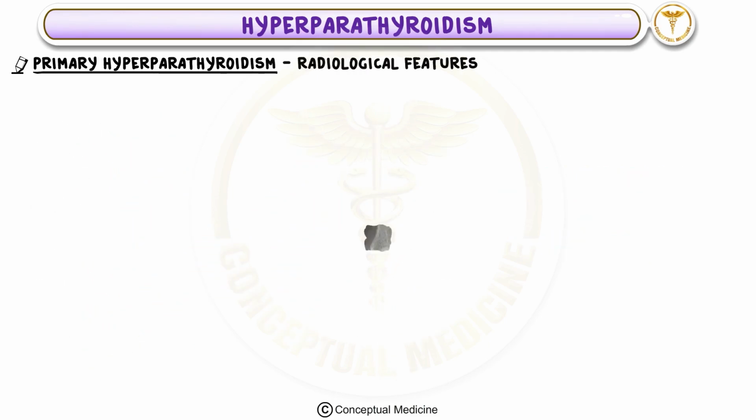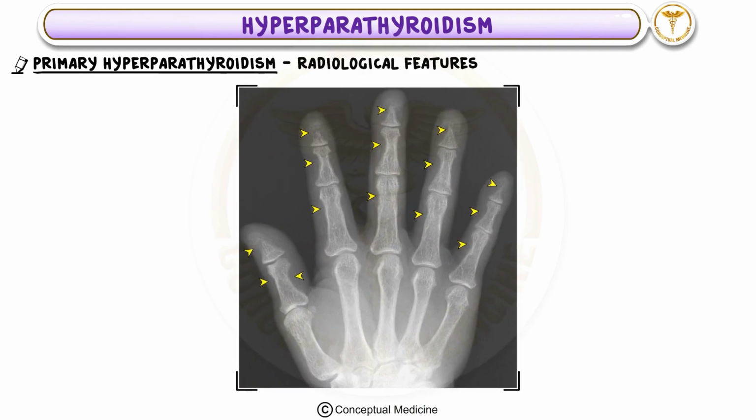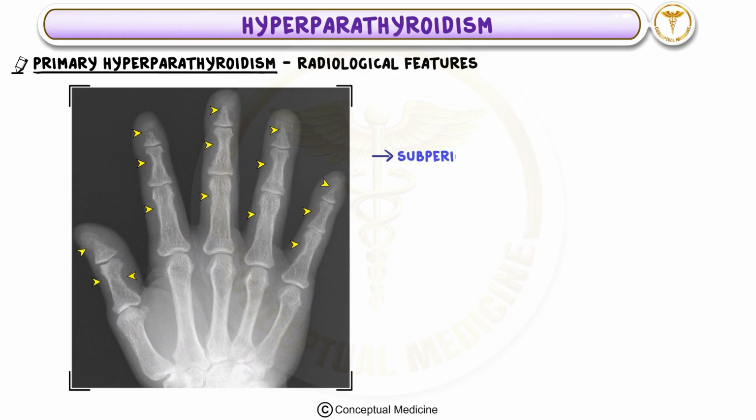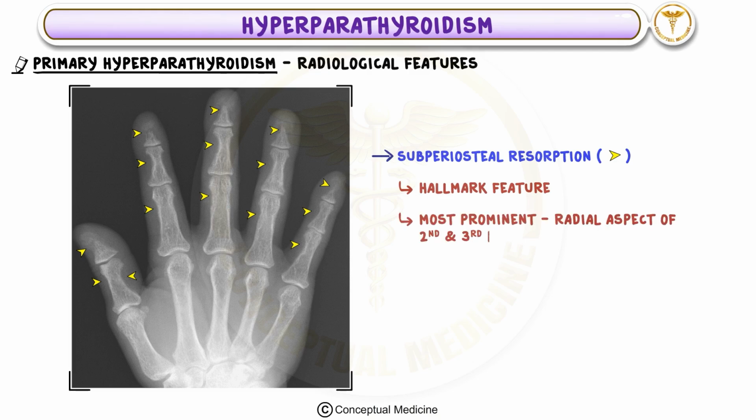Radiological features. Imaging plays a key role in diagnosing primary hyperparathyroidism. The main radiological findings include: 1. Subperiosteal resorption. This is a hallmark feature of primary hyperparathyroidism. It's most prominent along the radial aspect of the second and third proximal or mid-phalanges. This finding is highly suggestive of the disease.